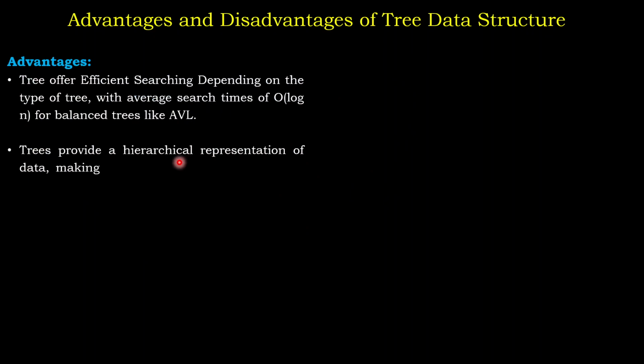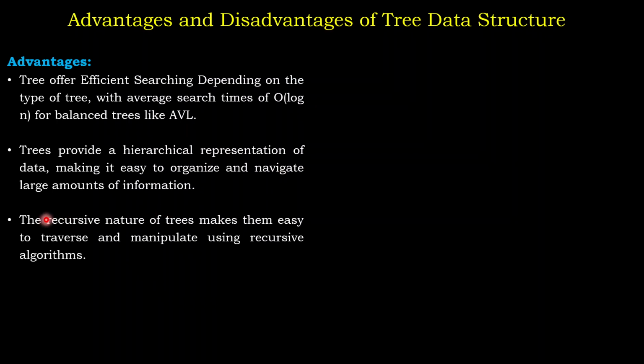Advantages and disadvantages. When we talk about trees, we can clearly see that a tree offers efficient sorting, depending on the type of tree, like we have different types such as BST and AVL. A tree also provides a hierarchical representation of data, which gives easy navigation and helps to search for any node or any value. The recursive nature of trees makes them easy to traverse and manipulate using recursive algorithms.